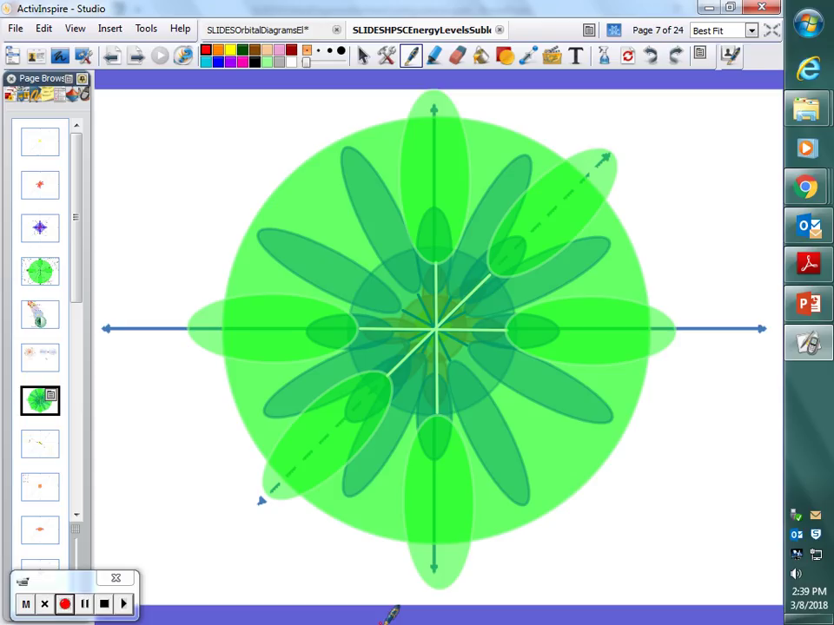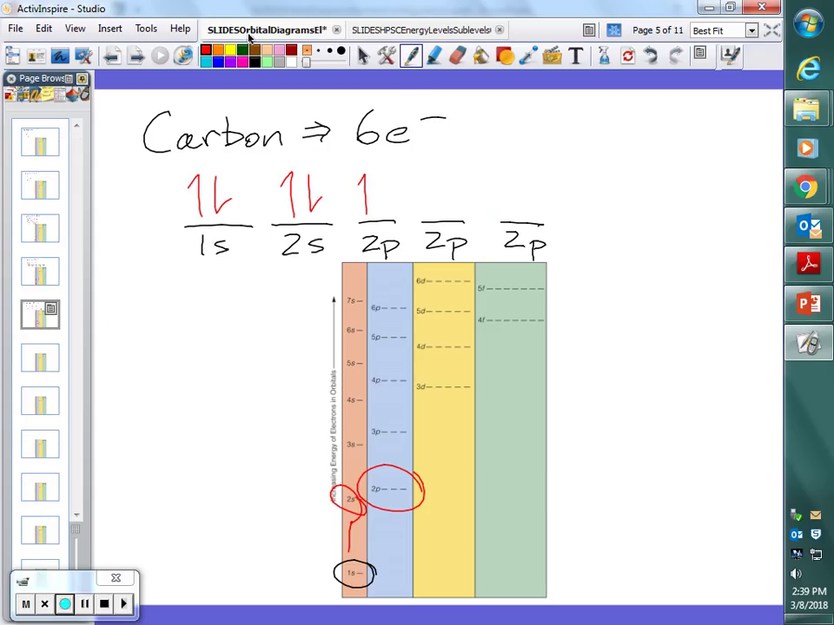Okay? So, here we are. We have carbon. We need to place 6 electrons. We have placed 5 of them. The 6th electron can go some places, but can't go one place. What did we say about these 2p orbitals and their energy? They are exactly the same as each other.